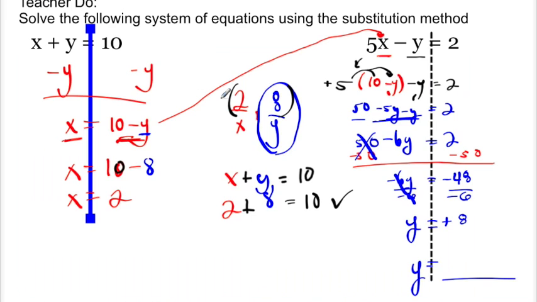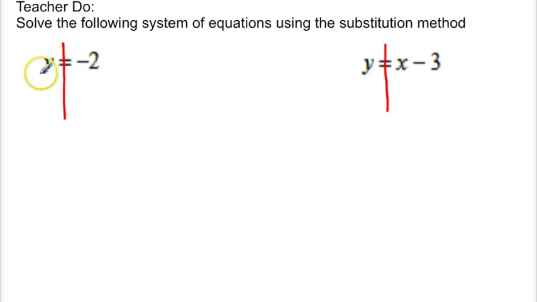I'm going to substitute. According to this equation, y equals negative 2. So what does y equal? Well, according to this statement, y equals negative 2, but it also equals x minus 3. This is equal to y, which is over here, and this is equal to y, which is over here. Two statements that are exactly the same.